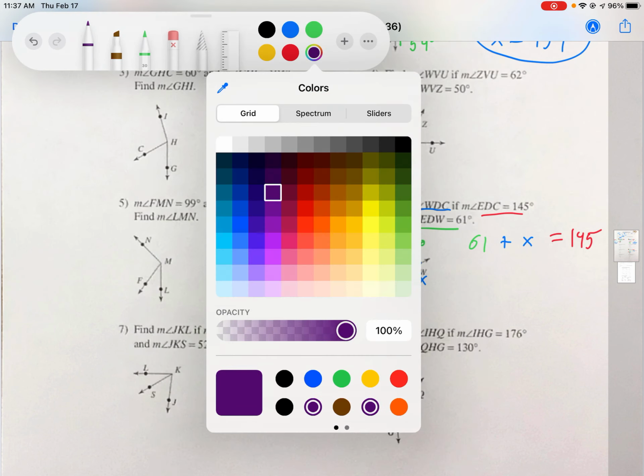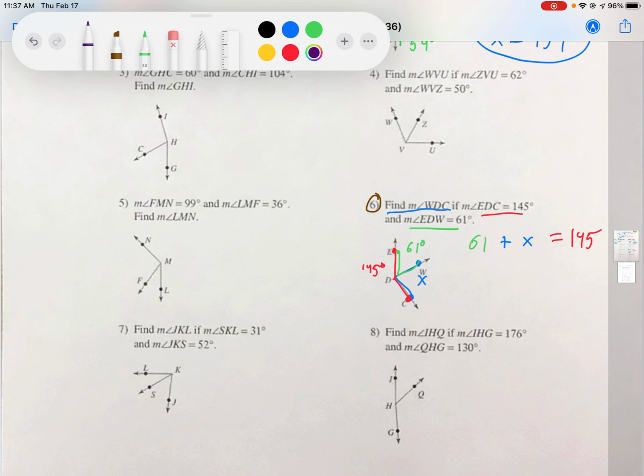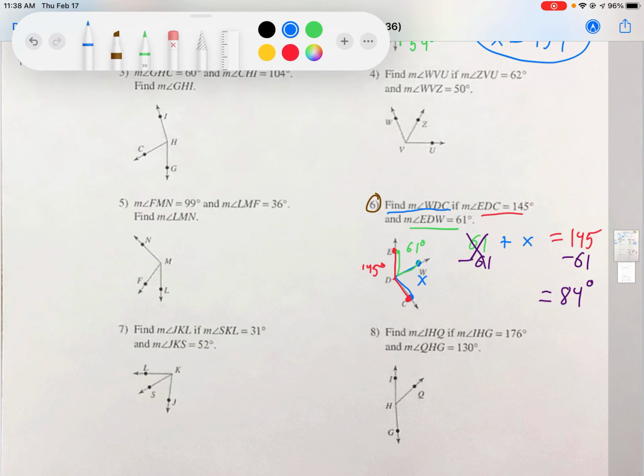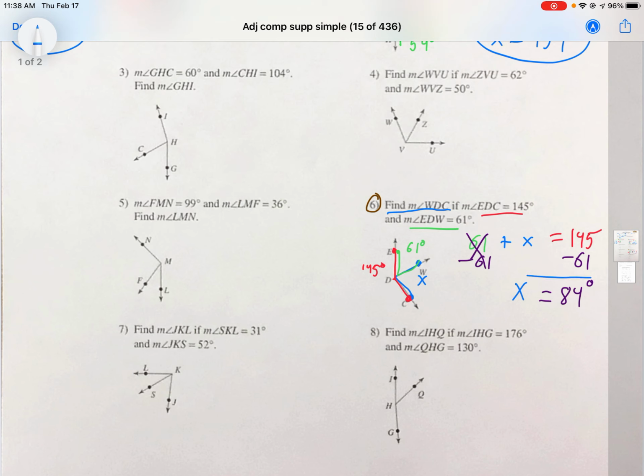So now I will switch over to purple because I'm going to have to solve this like an equation. But the good news is all I have to do is subtract. 61 is being added to my variable. How do I get rid of adding? I subtract. 61 minus 61 will cancel. 145 minus 61 gives me an answer of 84 degrees. And then I left x alone. It's by itself. It's Mr. Williams at a dance. So x is 84 degrees.